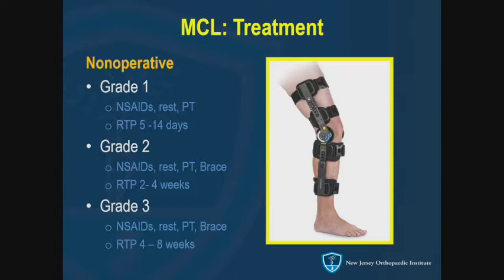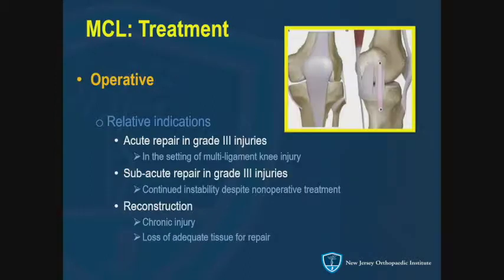Once you start getting into the grade 2 and grade 3 injuries where there's opening, we'll typically put people in these large hinged braces to control the varus valgus and allow the ligament to heal in a tight position. Grade 2, you generally can get athletes back 2 to 4 weeks, sometimes a little more than that, whereas grade 3s, it can be 4 to 8 weeks.